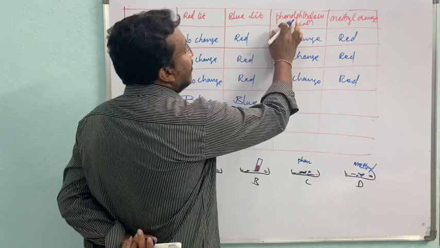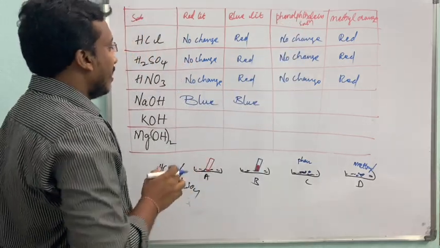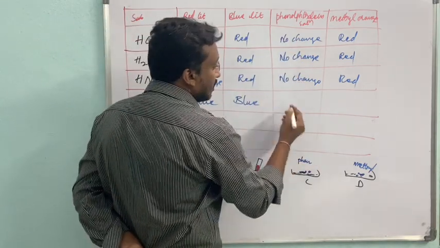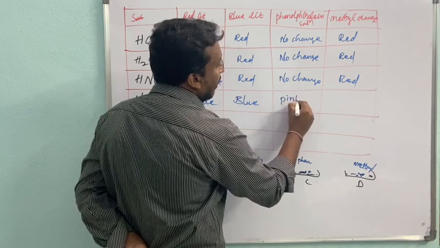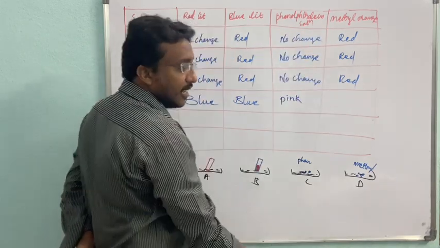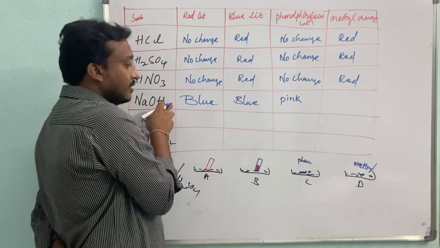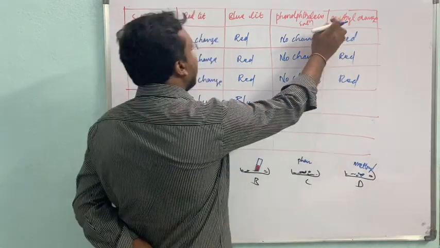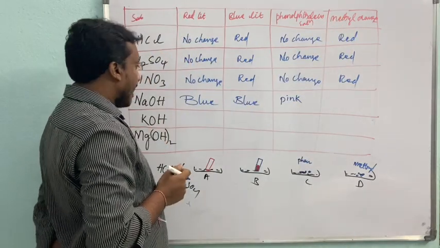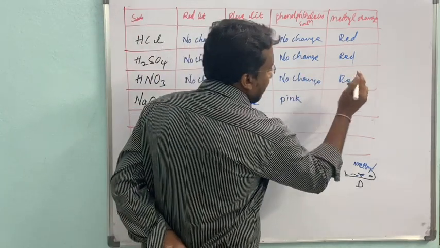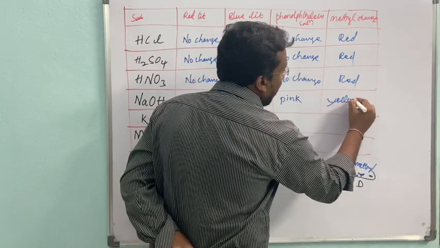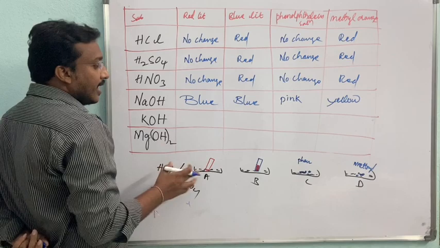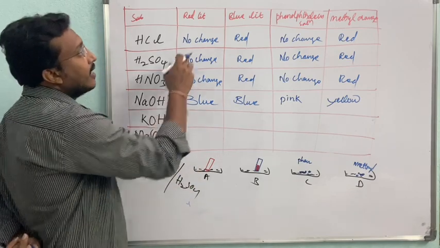Then phenolphthalein solution. When I added a few drops of phenolphthalein solution to NaOH, the solution changes into pink in color. Actually, phenolphthalein is colorless. When I add it to a base, that means NaOH, it turns pink. And when I added methyl orange to the NaOH solution, the solution changes into yellow.